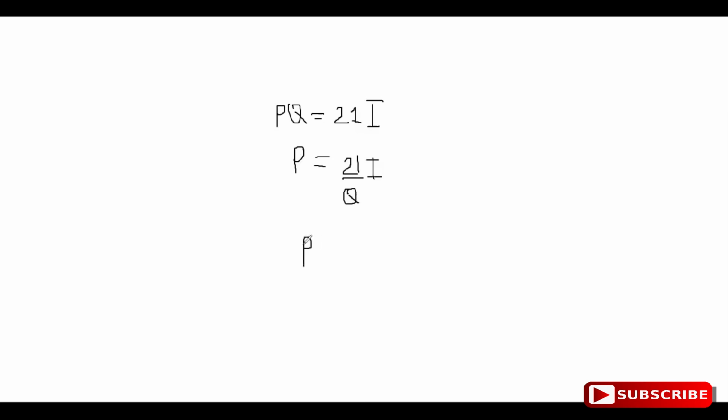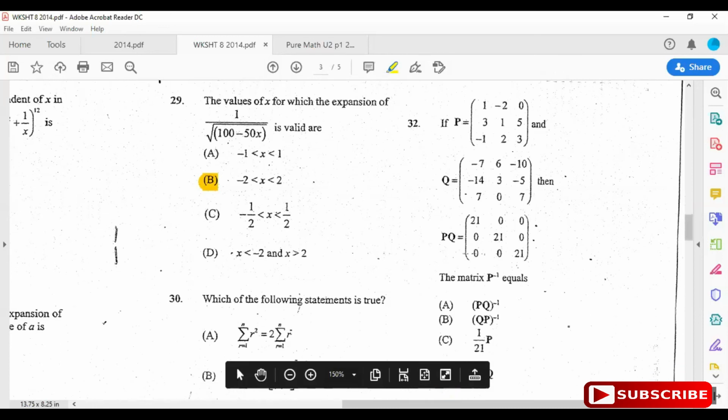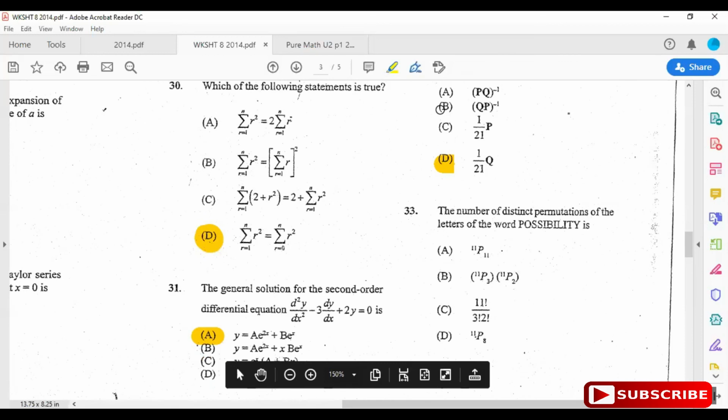So then P inverse is 1 over P, which is now 1 over all of this. When 21 over Q is flipped, I get Q over 21. The identity times something is just that thing, so it is just 1 over 21 times Q. That's P inverse. One over 21 times Q. Easy.